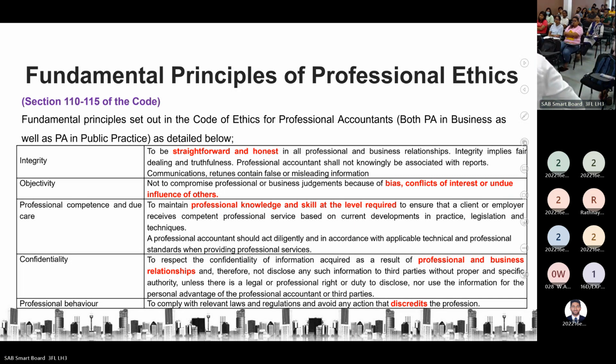Exactly. So that is how I'm reaching my objectivity principle. If I become objective, I'm giving some mark to you.